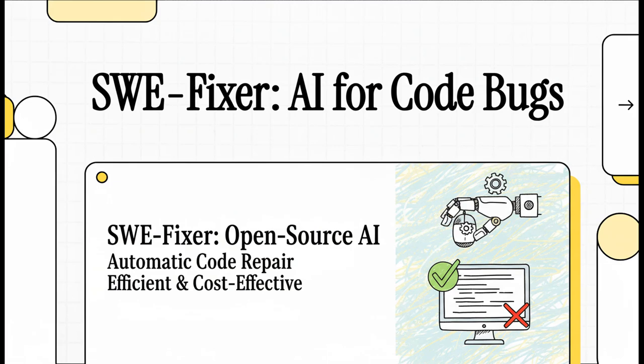All right, let's talk about a challenge that's a massive headache for pretty much every software developer out there. What if an AI could actually dive into a huge, messy code base and fix a real bug? Not just in a textbook example, but in a real-world project. Well, today we're digging into a new open source framework called SWE-Fixer that's trying to do exactly that.